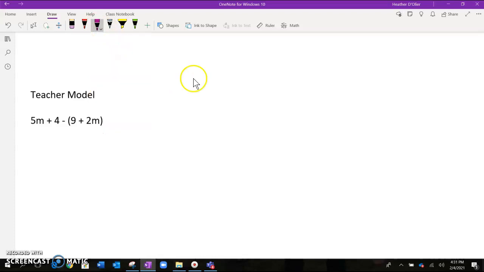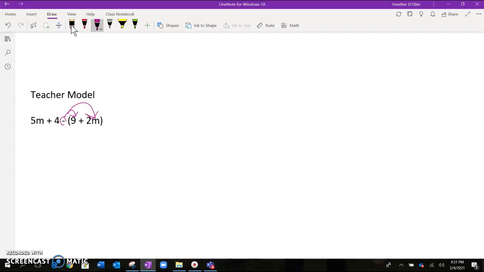Notice how that subtraction sign is outside of the parentheses. If it was only talking about the 9, the parentheses would not be there. Since it's next to the parentheses, it's saying that this entire piece is being subtracted. Not just the 9, but the 9 and the 2m. So what we'll call this is distribute that negative. That negative is going to be given to this 9. That negative is going to be given to this 2m.